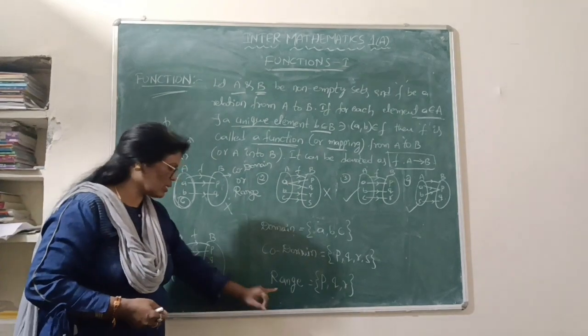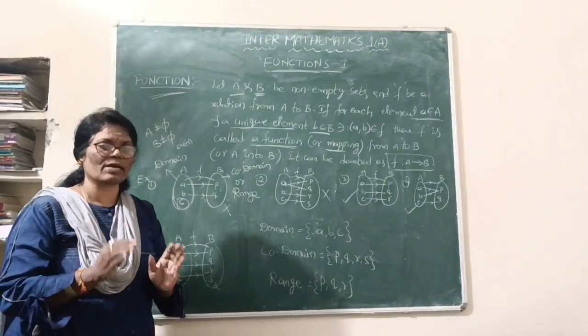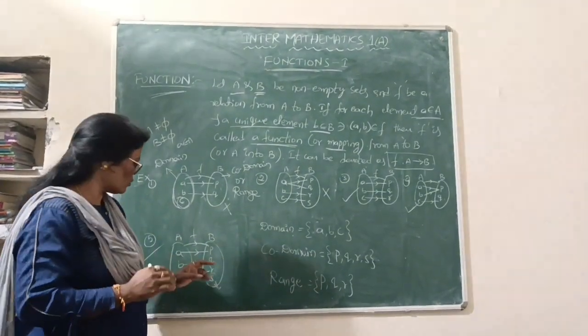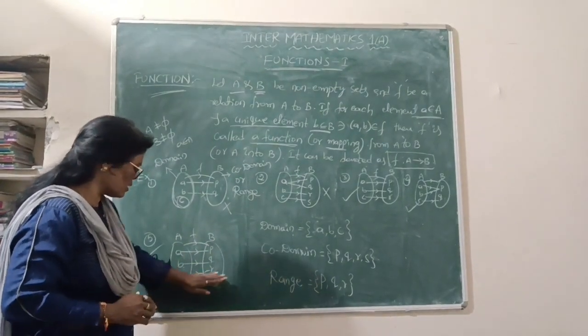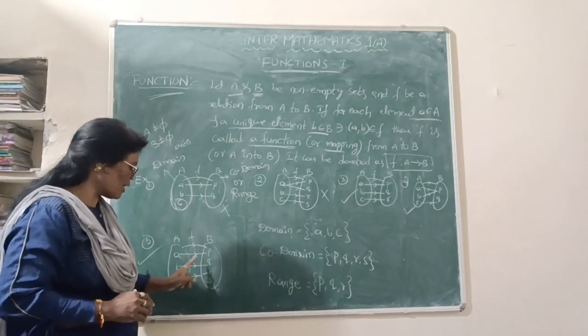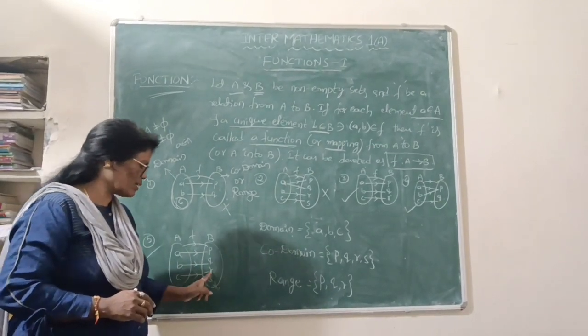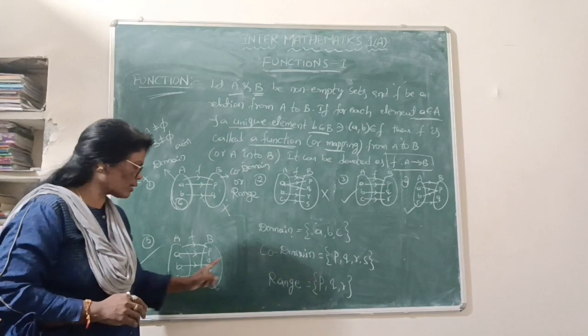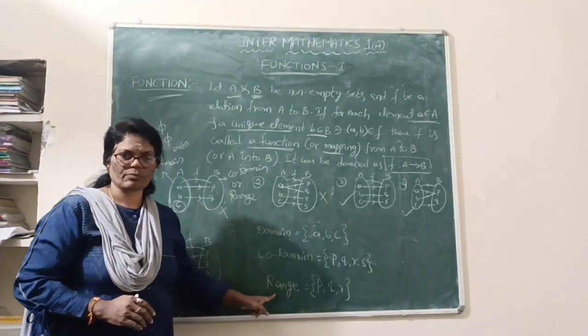And range: for range we only have to write the images. a has the image p, b has the image q, and c has the image r. So p, q, r are the range.